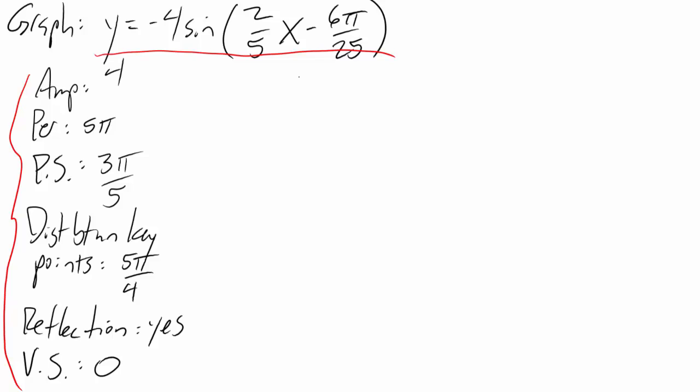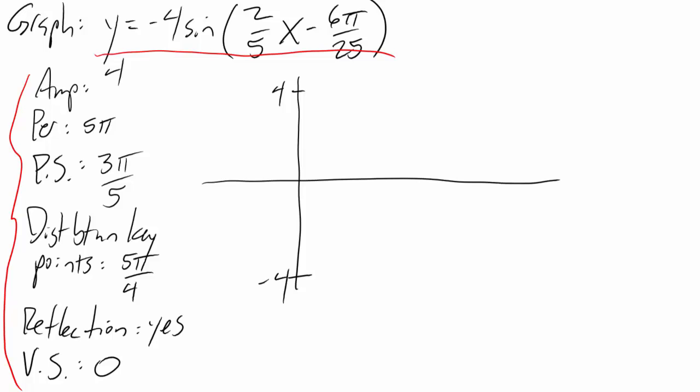So we'll draw our axes, x and y. Due to the amplitude, we know we're going to be going between 4 and -4 on our graph. And then we're going to start our graph based on our phase shift here of 3 pi over 5. So we'll go ahead and put it down here.